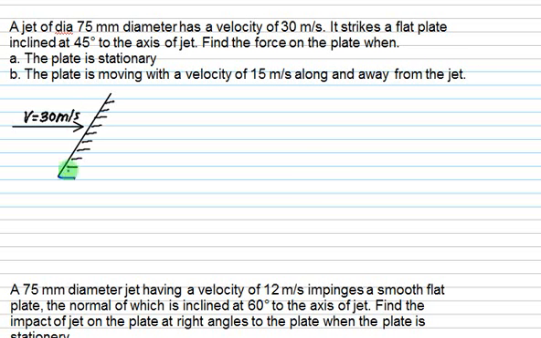And let's say this angle equals to what? Theta. Is this theta the axis of the jet? So it has this component and one component exactly parallel to the plate. This angle is 90 minus theta. So this one is v cos theta.